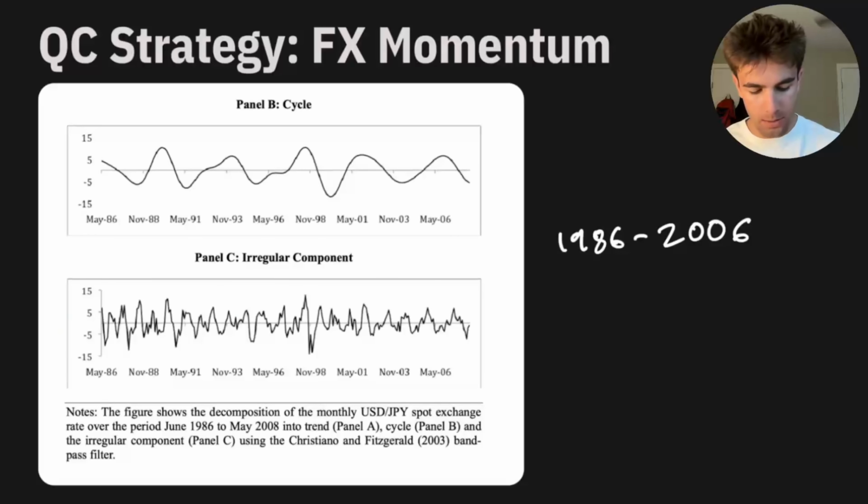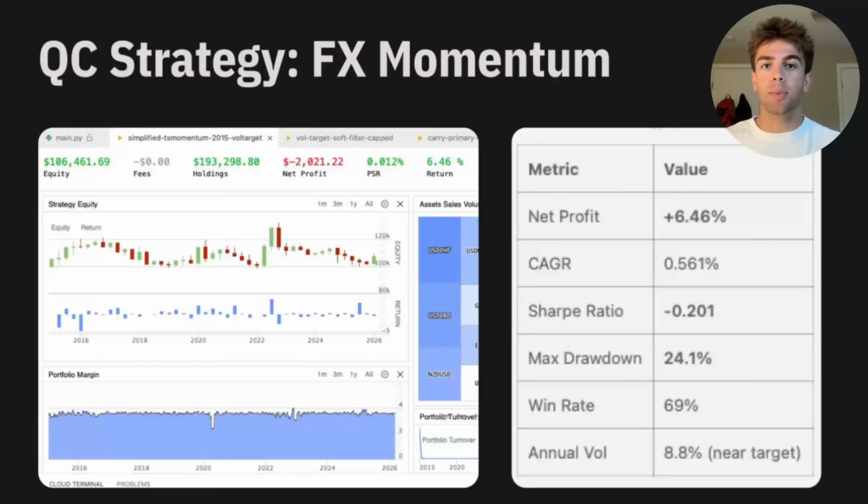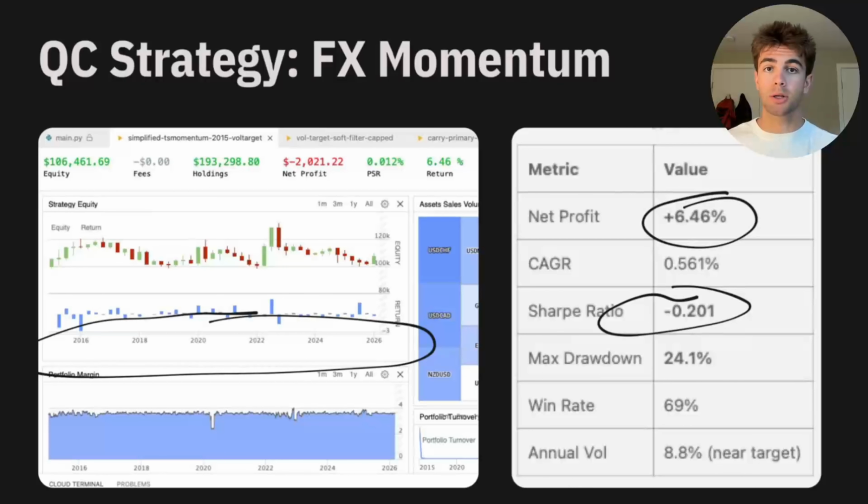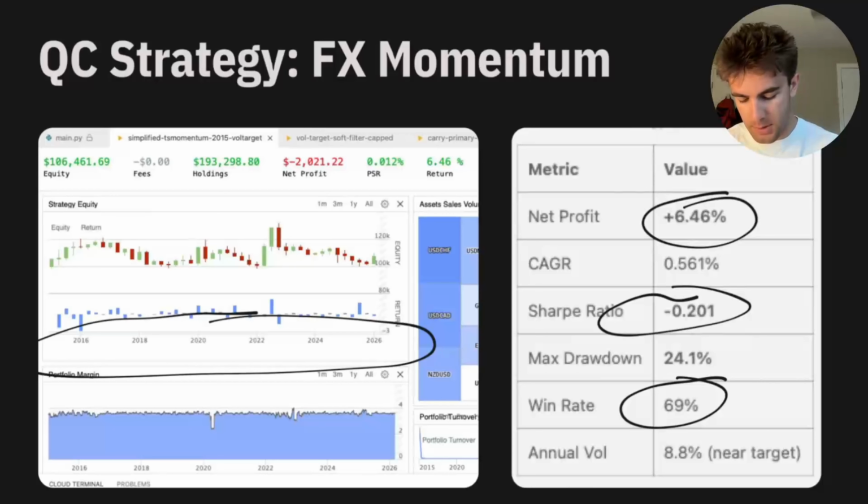These were the results of the momentum strategy after I coded it in QuantConnect and then backtested it over 10 years. As we can see, less than ideal, only a 6.5% return over 10 years and a negative Sharpe ratio. Something interesting is it actually has a very high win rate at almost 70%. That's significantly higher than any of the other strategies I've tested.